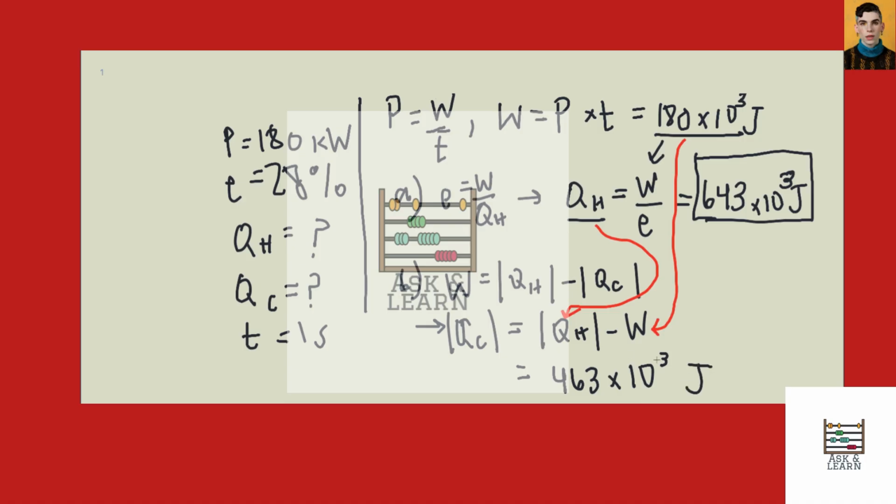So it kind of makes sense. It's getting an input of 643 joules. It's basically throwing a lot of it away, but the part that it's not throwing away is going to do useful work.